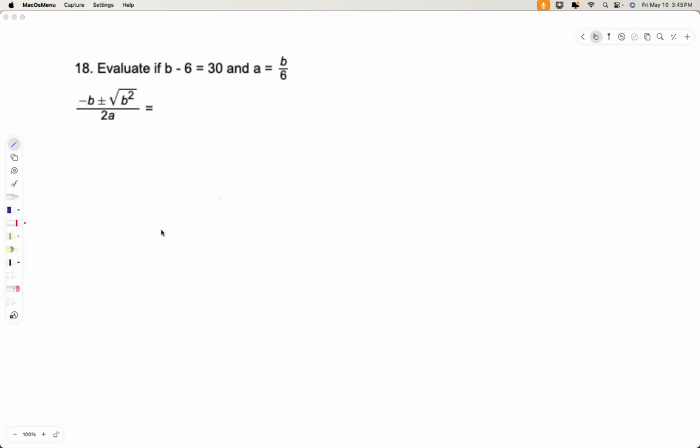All right, this one says to evaluate if b minus 6 equals 30 and a equals b divided by 6. So that tells me that I've got to solve some of these to find the values of a and b. So if b minus 6 equals 30, if I add 6 to both sides, that sounded really country, didn't it?